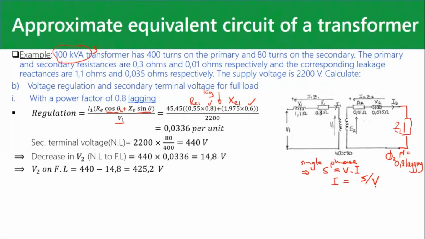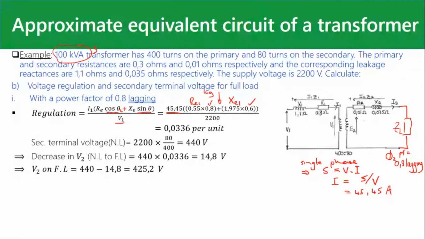The voltage is 2,200, and that works out to be a current of 45.45. For some reason I left it out here. I don't know why.